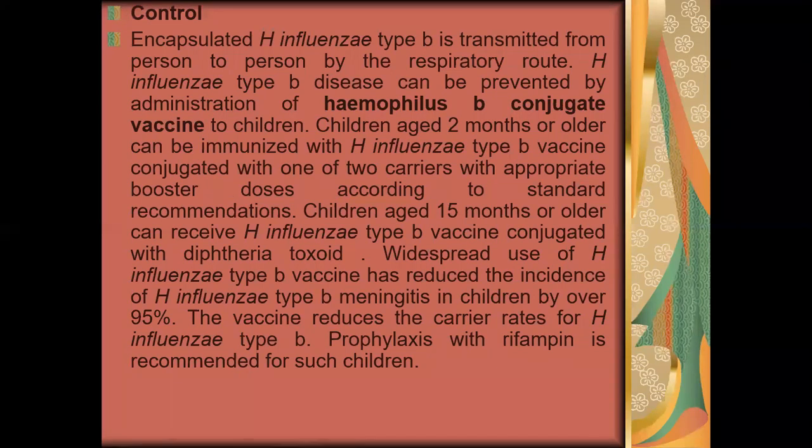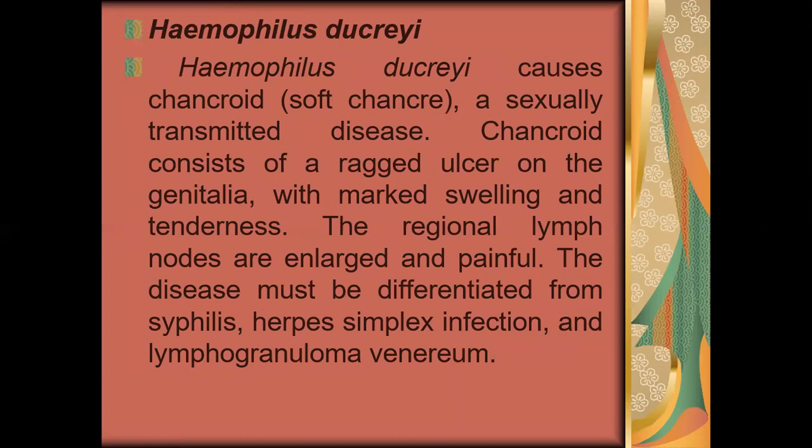Now, Haemophilus ducreyi. This bacteria is responsible for the sexually transmitted disease called chancroid or soft chancre. Chancroid consists of a ragged ulcer on the genitalia with marked swelling and tenderness. The regional lymph nodes are enlarged and painful. The disease must be differentiated from herpes simplex and lymphogranuloma venereum.